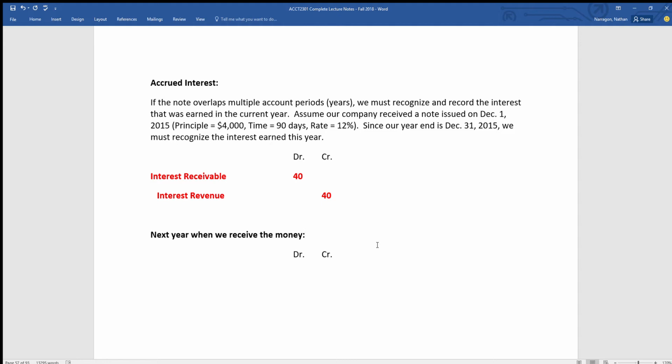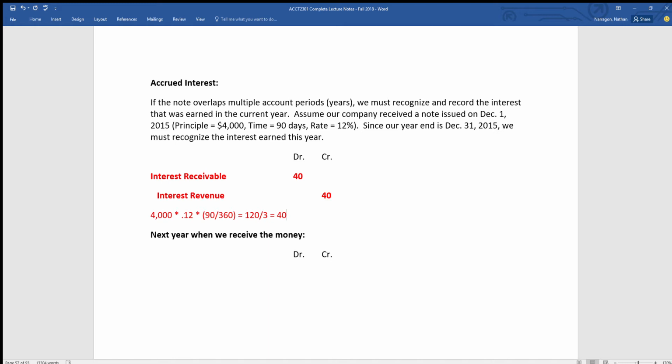Now, how we get the 40 is taking the 4,000 and multiplying it by 0.12, and then multiplying it by 90 divided by 360. And when you actually do this, it's going to come out to a total interest of about 120. Okay? If we know this is 3 months, divide that by 3, and you'll get 40 per month. We have 1 month, so it's $40.